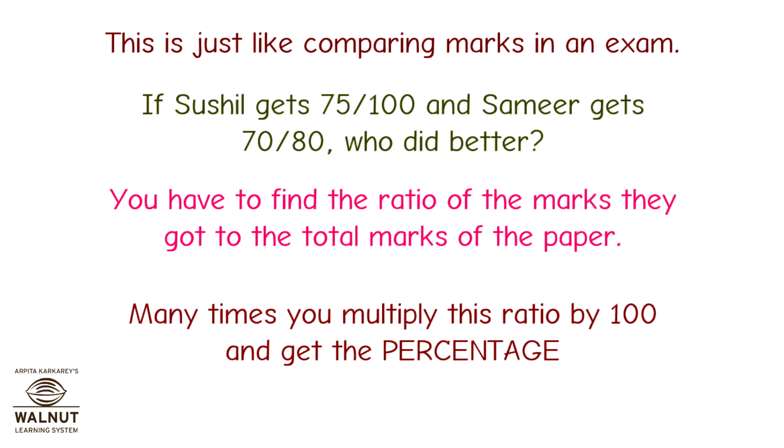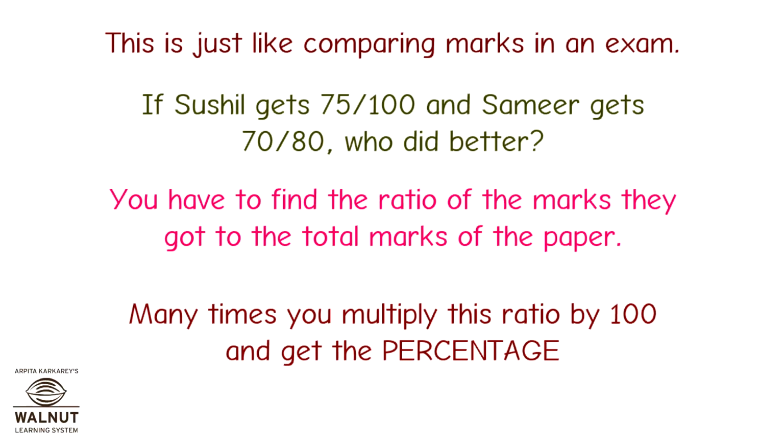Okay then. So, we can do the same here too. We can find the ratio of the profit to the cost price and get the percentage by multiplying it by 100. That just makes it a lot easier to understand because we talk about percentages many times. Let's see how we can find the percentage profit or percentage loss.